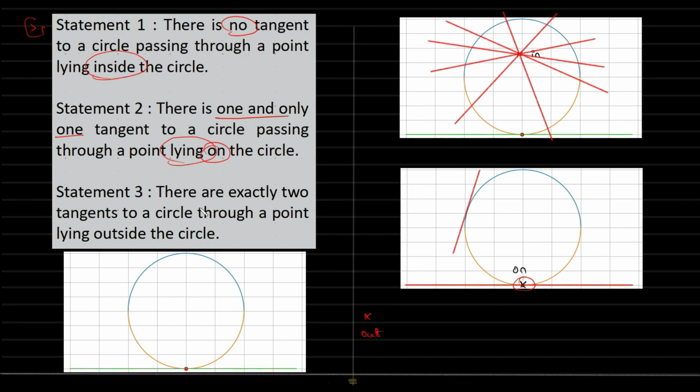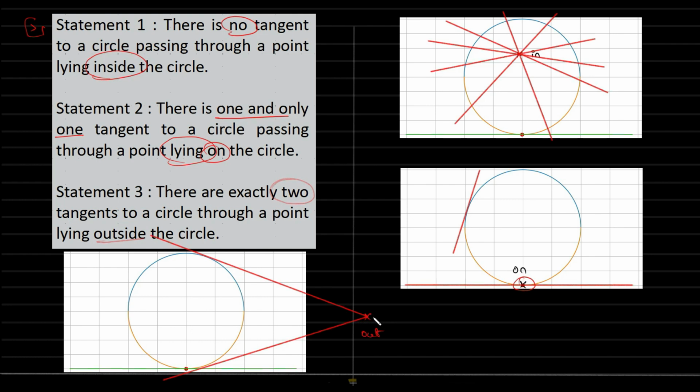Statement 3: there are exactly two tangents to a circle through a point that is lying outside the circle. That is, this is a point outside the circle. I can draw two tangents, something like this.